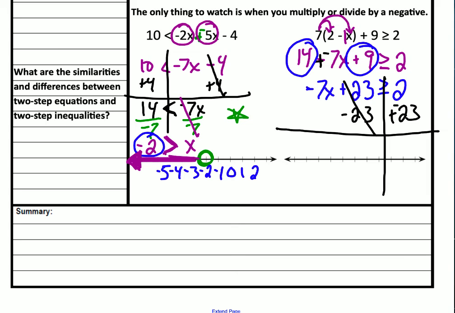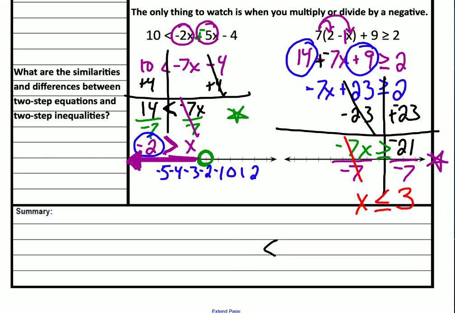Different signs subtract. 23 minus 2 is 21. And take the sign of the higher number. The negative was larger. So I get -7x is greater than or equal to -21. Now I'm ready to go ahead and finish solving. So I'm going to divide by -7 because they multiplied by -7. Remember that little alarm should go off in your head. Hey, I'm dividing by a negative number. So I'm going to flip my inequality. Instead of greater than or equal to, it becomes less than or equal to. And -21 divided by -7 is 3.